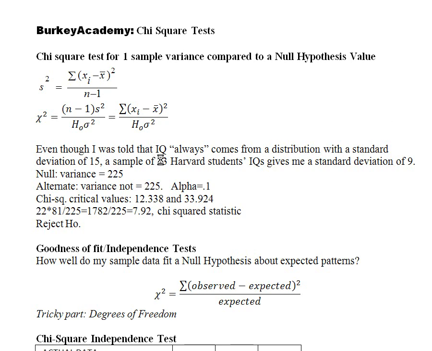Well, one last thing before I move on from this example. If you wanted to calculate a p-value for a chi-square distribution, since that's a little different, let me run through that really quickly. Our chi-square statistic with 22 degrees of freedom was 7.92, and let's take that over to Excel and show you what that will look like.